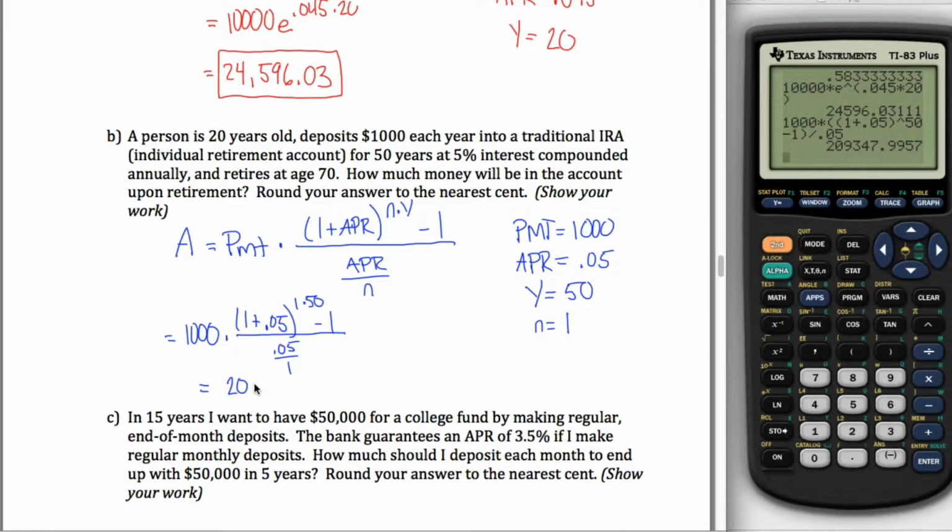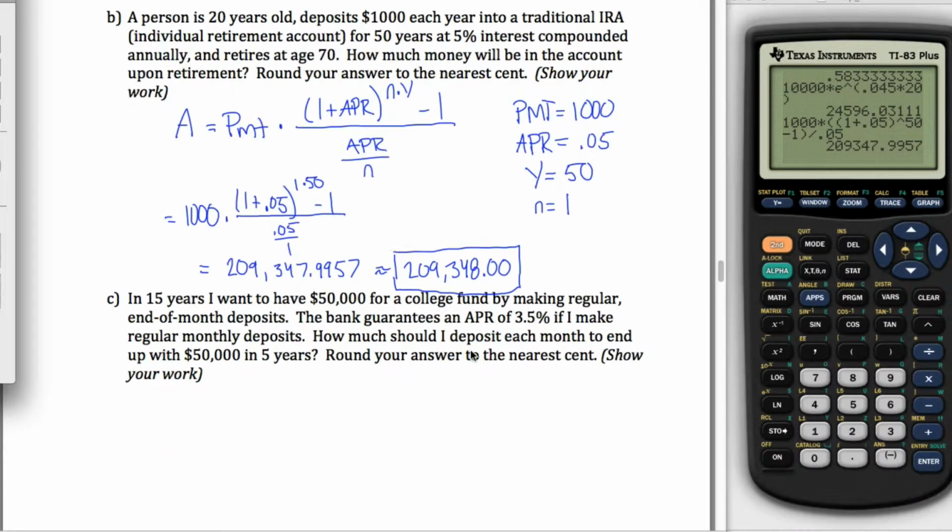209,000. It's a lot of money. $347 and 0.9957. However, it says round it to the nearest cent. So we're going to say this is $209,348 and no cents, because you look at this 5 right here, it's 5 or greater. That bumps this up to, instead of $7.99, you get $8. This right here would be our final answer.